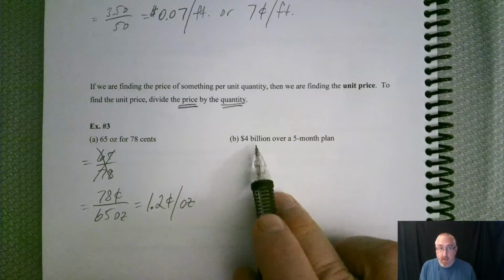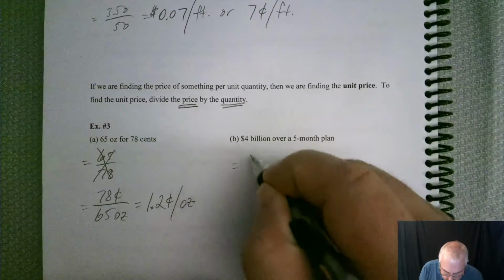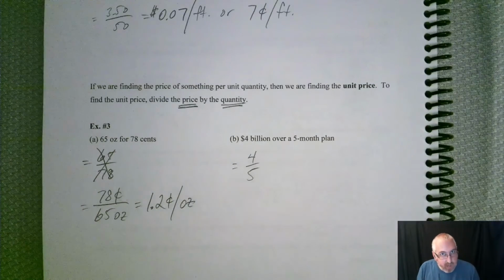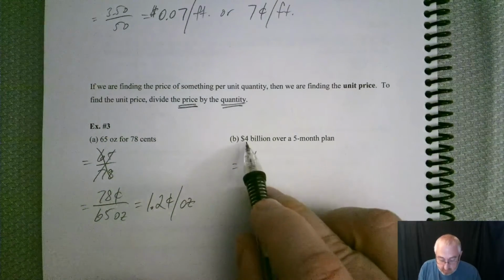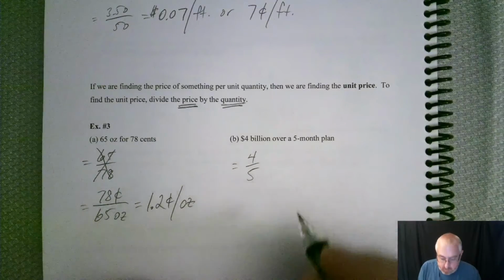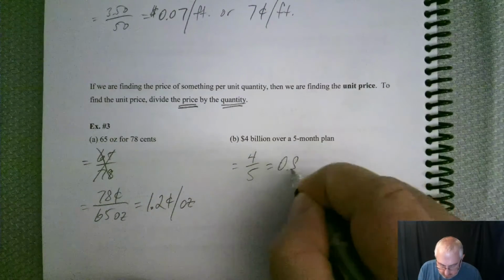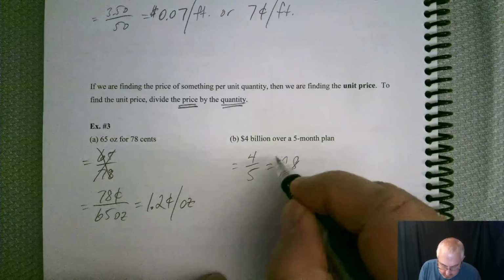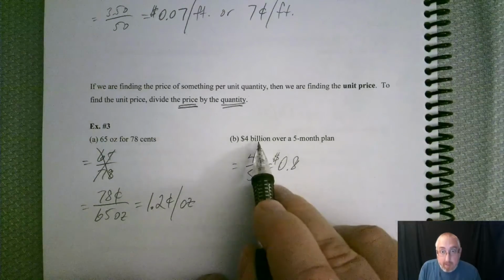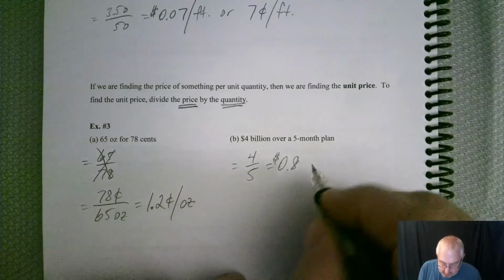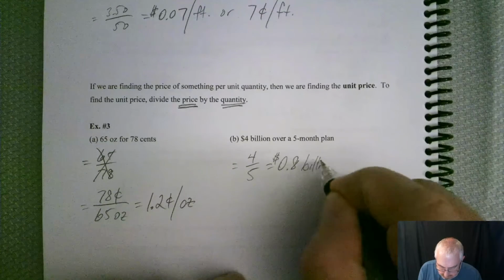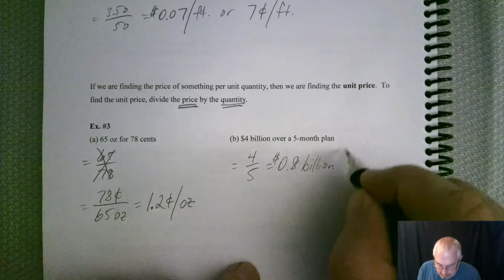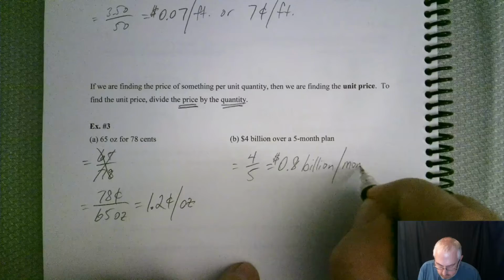Whew. All right, $4 billion over a 5-month plan. Well, that is money, so that's going to go on top. Now, as far as the units, we're going to be taking care of that in a second, but really the heart of it is the 4 over the 5. So 4 over 5 is 0.8. So now we got to be careful with the units. So we know there's a dollar sign in here, so that's going to have to go in. But the billion is important too. So we want to make sure we put that in. So $0.8 billion per month.